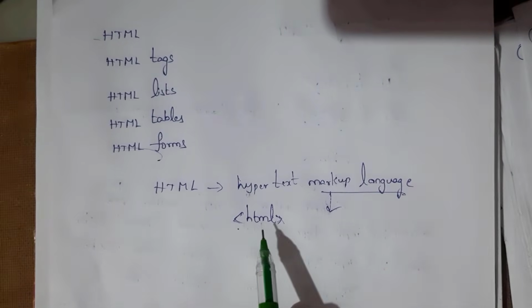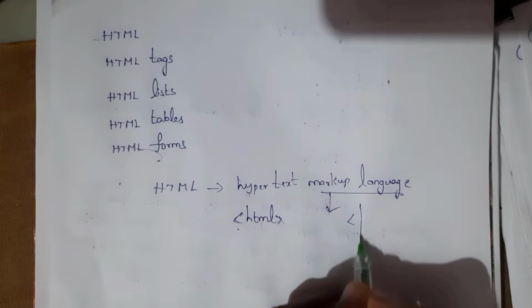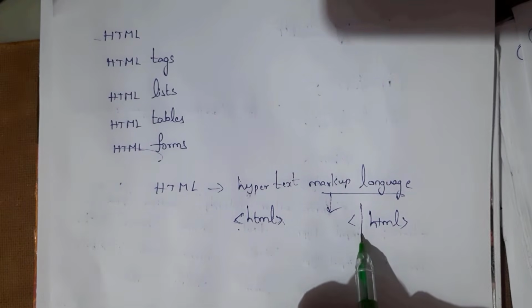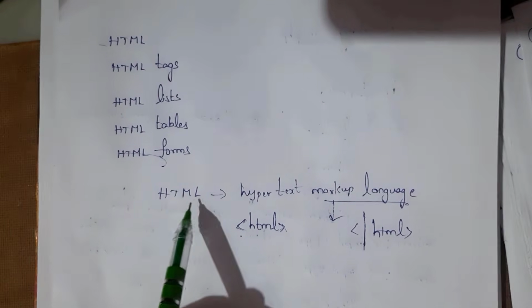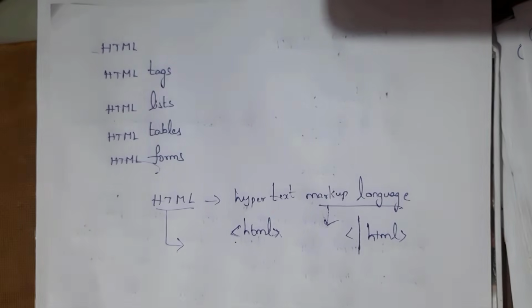In HTML, for every open tag, there should be a close tag. And close tag is denoted by slash symbol. This is open tag and this is close tag. In close tag, we need to include slash symbol. But what is use of this HTML? This HTML is used to design web pages. If you want to design web pages, we need to use HTML. This HTML is programming language that is used to design various kinds of web pages.